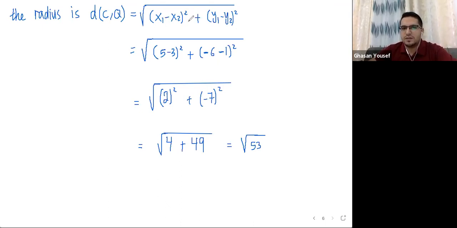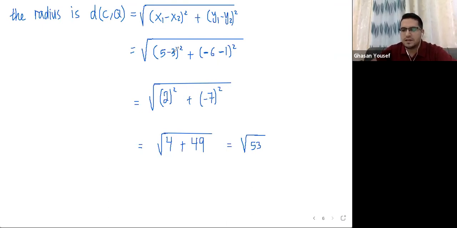x1 minus x2 square plus y1 minus y2 squared. So I use this, the point C and the Q. The x coordinate for the C is 5. 5 minus 3, everything square, plus minus 6 minus 1, everything square. Outside the parentheses it must be positive, but inside the parentheses it can be negative. So Natasha said plus or minus: outside must be positive, inside can be negative.